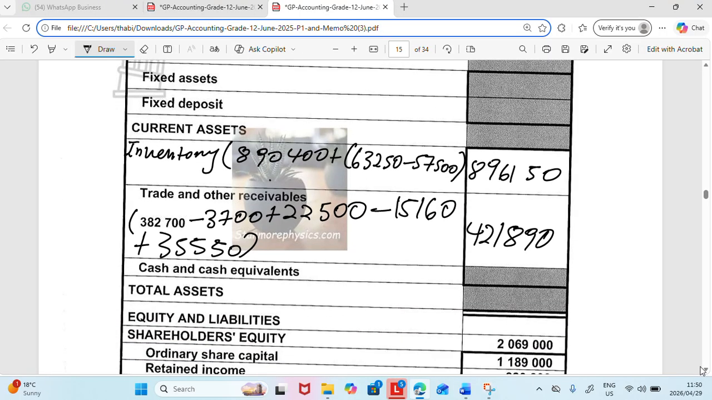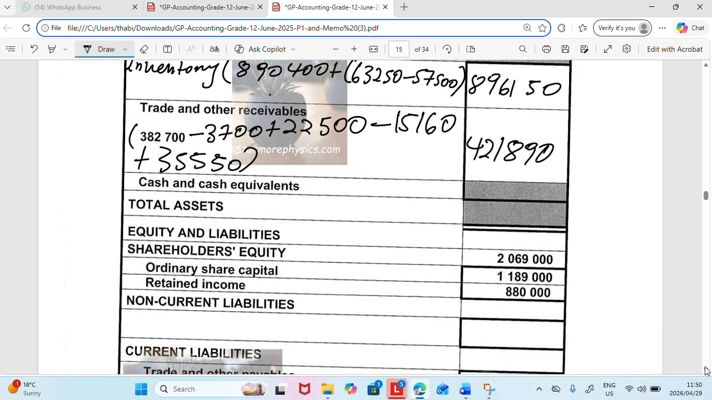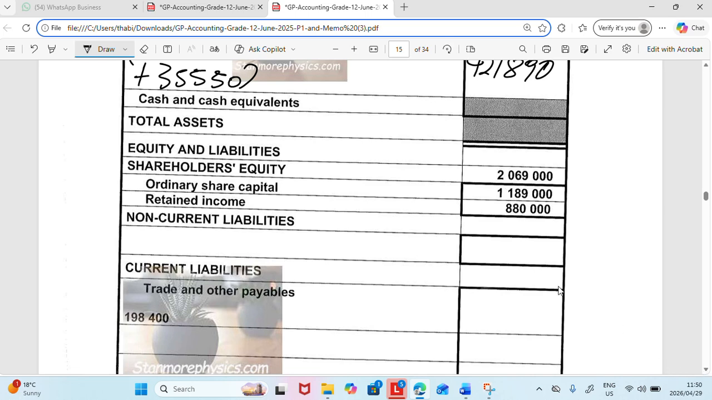So it means now we need to move and check cash and cash equivalents. We're not completing them. Gray shaded. So total assets, we're not calculating total assets. We move to equity and liabilities. For companies, we start with shareholders' equity. Shareholders' equity, it is made up of ordinary share capital and retained income. And as you can see, we are already given shareholders' equity of how much? 2 million and 69,000. So we are not calculating there.